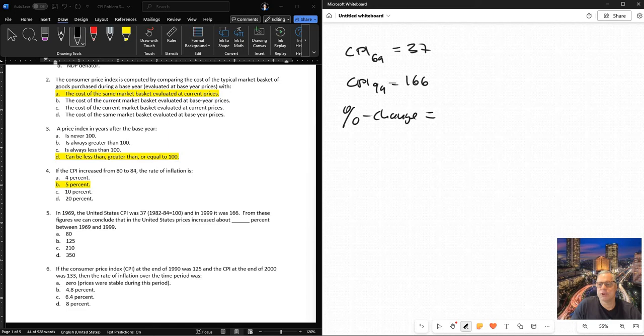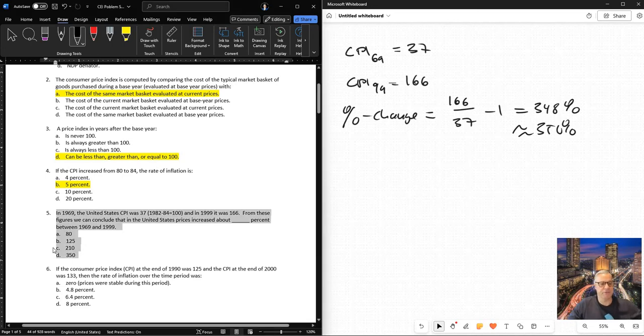So we take the new value, 166, and now I divide by the old, 37, minus 1. Let me get my calculator here. 166 divided by 37 equals 4.486, minus 1 equals 3.486, which is roughly 348%, or roughly 350. So the answer is 350.